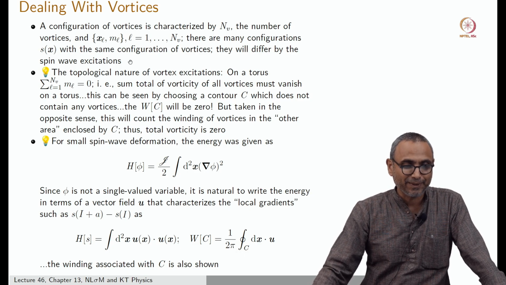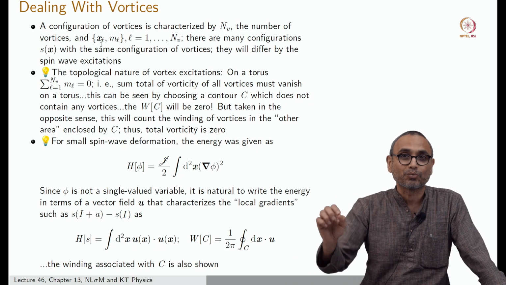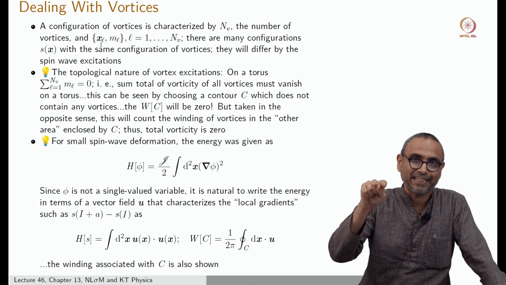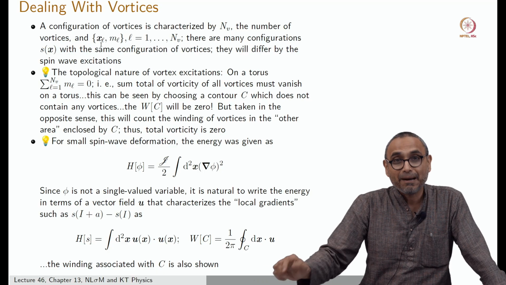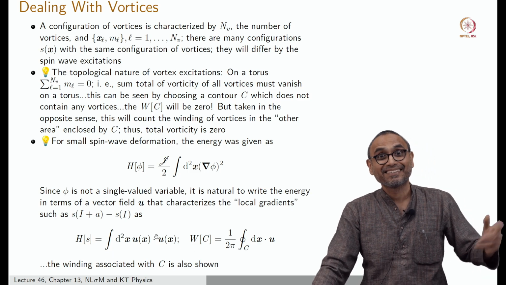And for example, if you give me this configuration of vortices, the u must be such that when I integrate over a contour that contains the x2 point, if I just go around a neighborhood of this x2 vortex and do a contour integral, I will pick up m2 as the winding number. Okay. So this is what I want.